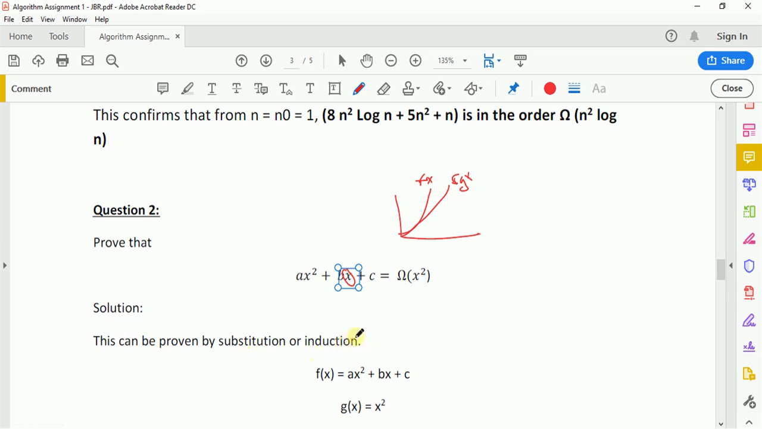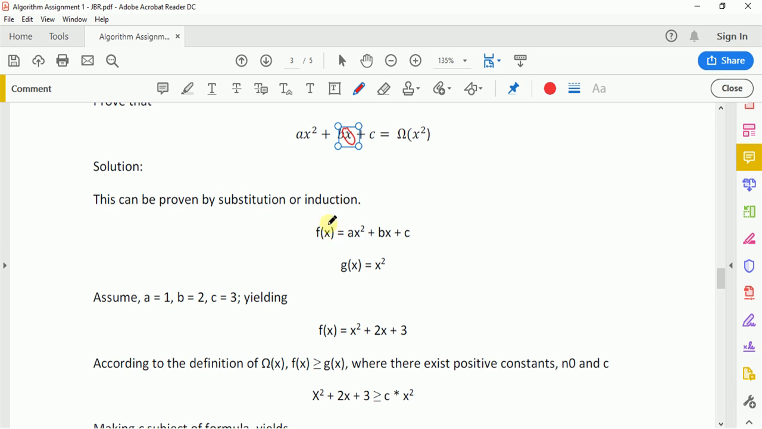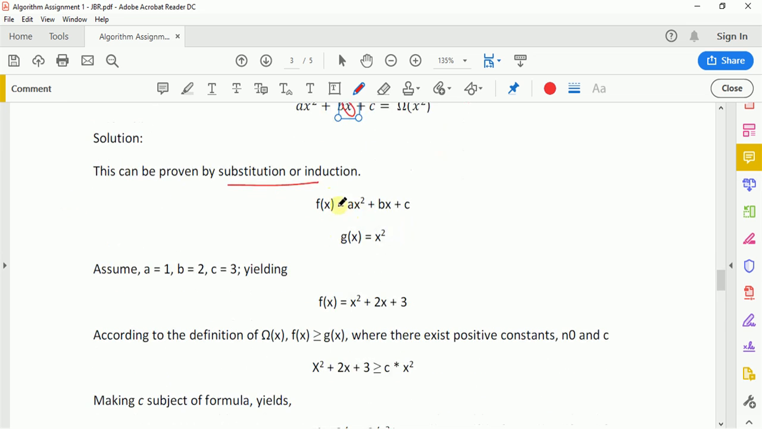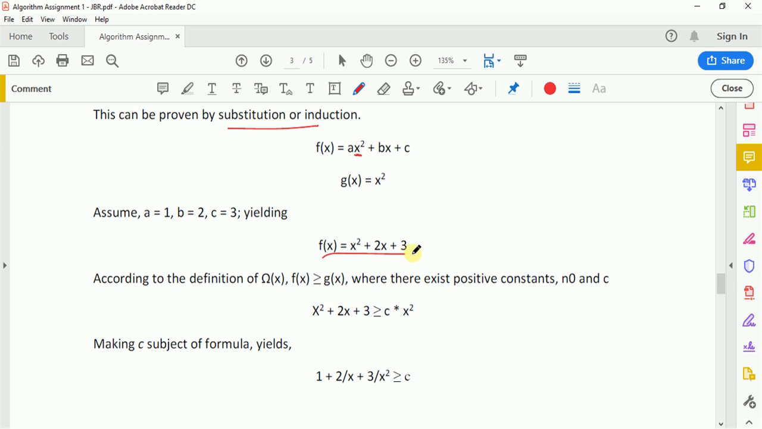Okay, this can be proven by substitution, induction, natural substitution. Substitution is to substitute values, assume values, substitute and confirm the conditions. Okay, f of x is equal to ax squared plus bx plus c. G of x is the most significant contributor for growth. So g of x is equal to x squared. Let's assume a is equal to 1, b is equal to 2, c equals 3. The equation is now x squared plus 2x plus 3.